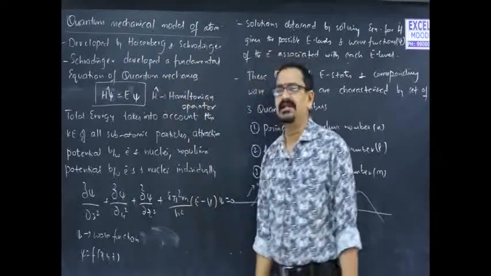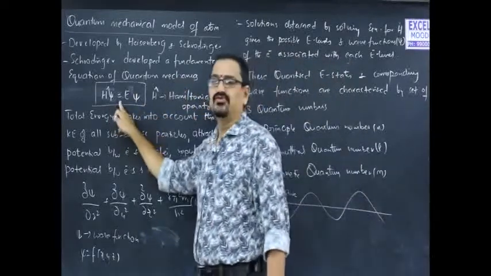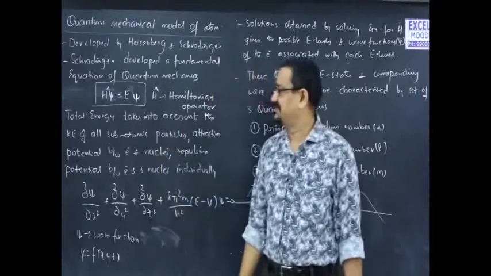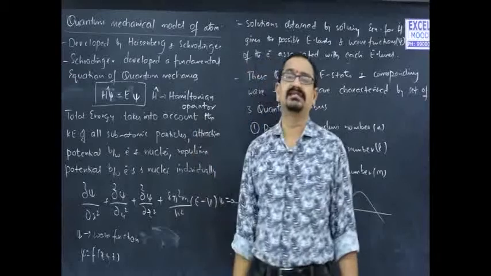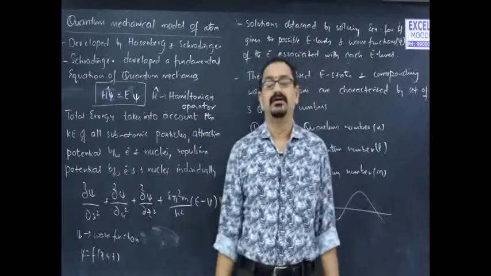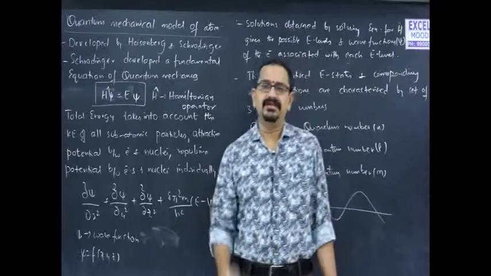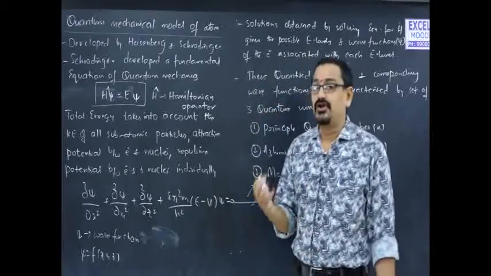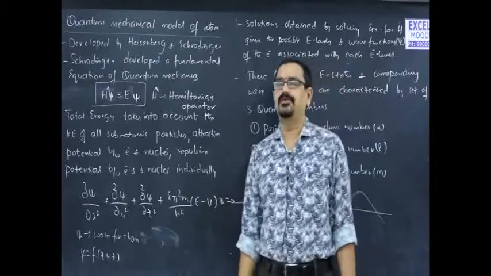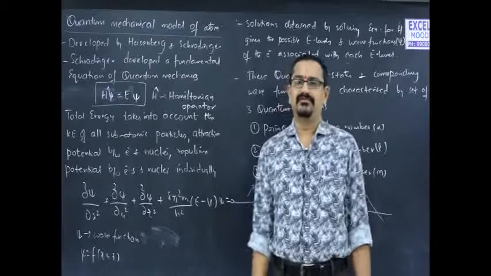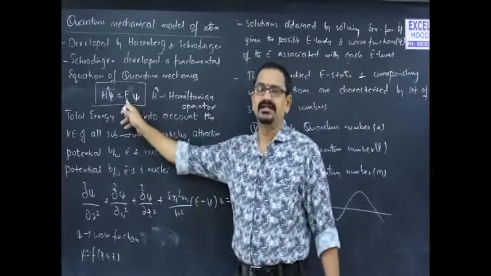Schrödinger developed a fundamental equation of quantum mechanics, which is H cap psi equals E psi. See, it looks very complex, no? Here, H cap is called the Hamiltonian operator. What is H cap called as? Hamiltonian operator, which can be understood with the knowledge of higher mathematics. You are going to study this Hamiltonian operator in higher levels of mathematics in higher classes, and this indicates the total energy of the system.